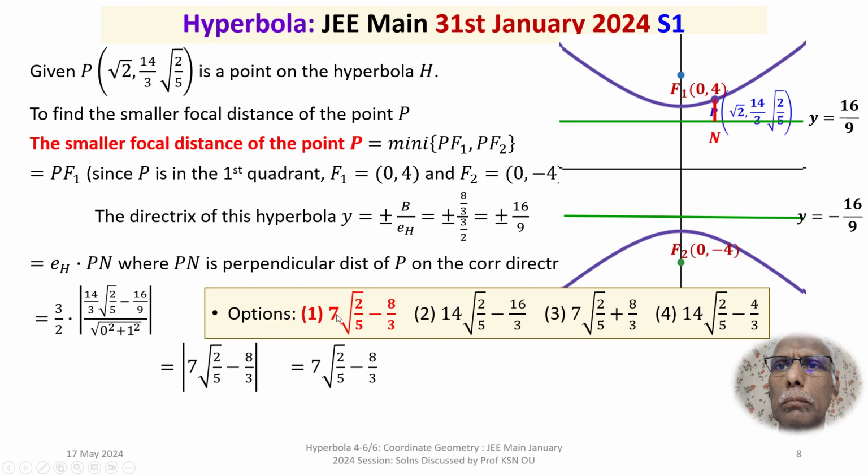Our answer, 7 times under the square root of 2 by 5 minus 8 by 3, appears again as option 1. Therefore, the answer to this question is option 1. And that is the detailed discussion of the solution of the given problem.